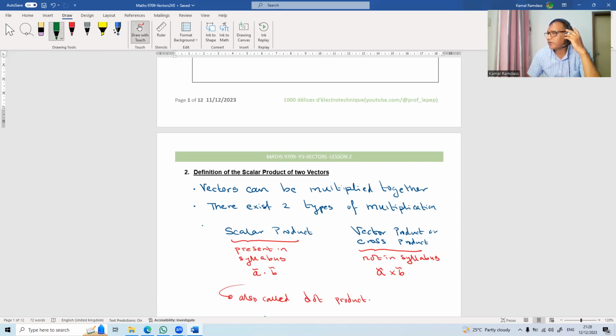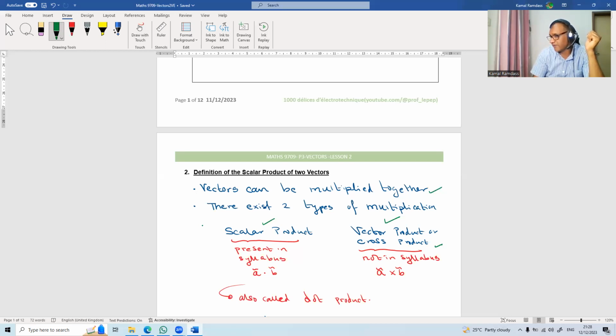Vectors can be multiplied together. Nous besoin de ça. Nous connaissons addition, subtraction et division payant. OK? Mais they can be multiplied together. But division by a scalar, division of a vector by a vector payant. OK? There exist two types of multiplication. Un qui appelle the scalar product, et l'autre qui appelle the vector product ou cross product. Et dans mon époque, dans les années 90, nous pouvons faire ça. Mais maintenant, it is not in the syllabus.